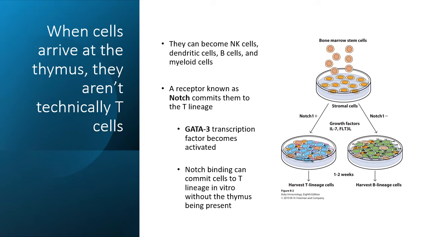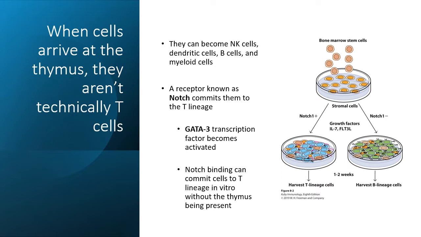You do need some supplemental growth factors in this process. Interleukin 7, IL-7, is one of those. FLT3L, FLT3 ligand, is another one. We're not going to worry too much about those growth factors. But Notch binding by itself is enough to get these cells to commit to becoming T cells in vitro.